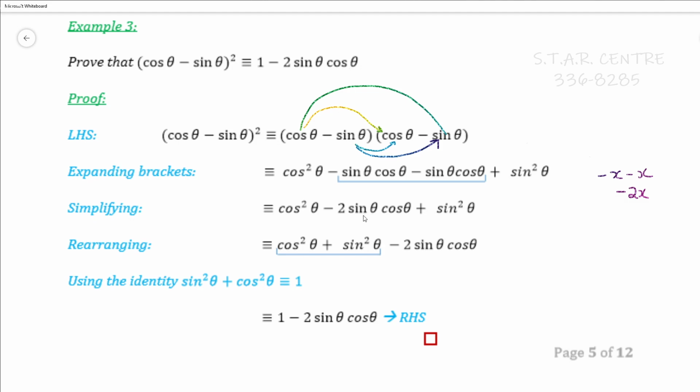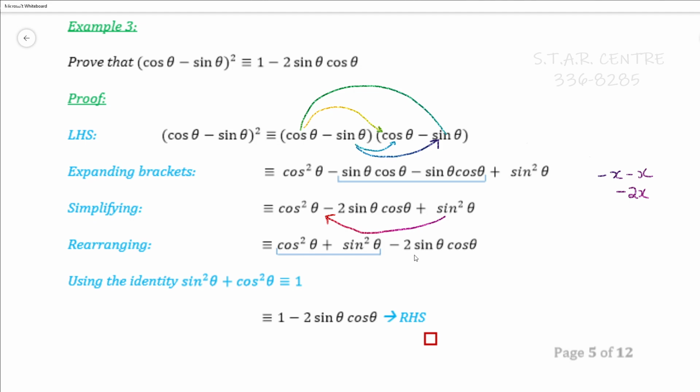So looking at where we have reached so far, we are almost there, but we have this extra cos squared theta and sine squared theta, and we are also missing that one. So I'm going to rearrange. If I rearrange, putting the sine theta on this side here, we would have cos squared theta plus sine squared theta minus the 2 sine theta cos theta.